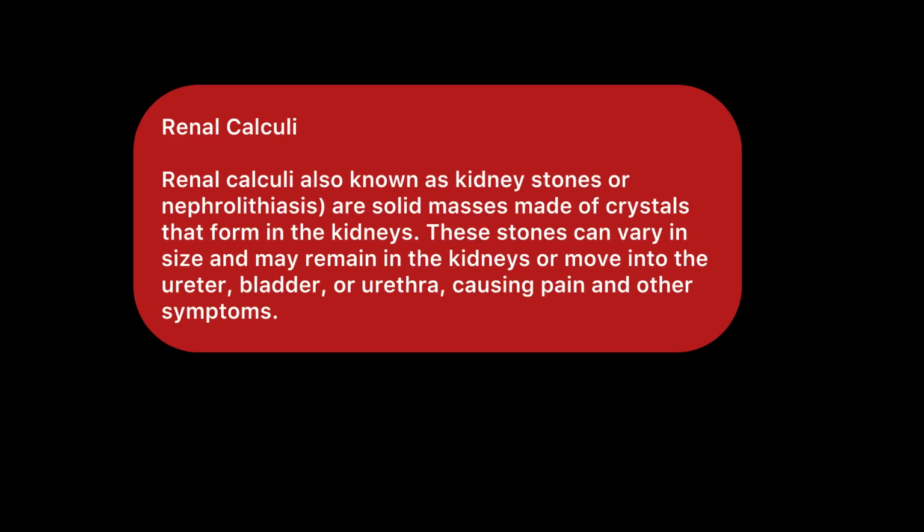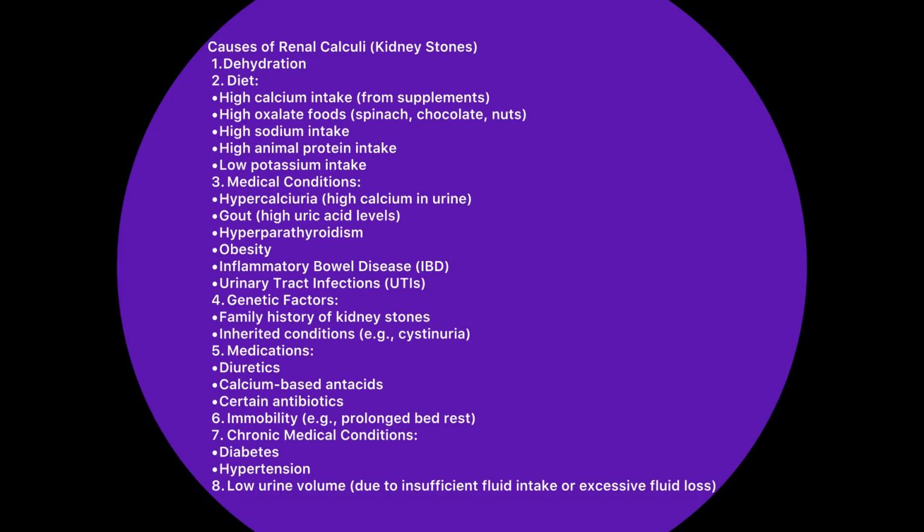Renal calculi, also known as kidney stones or nephrolithiasis. And stone formation in the kidney can be caused by dehydration, diets like high calcium, high oxalate, high sodium, high animal protein, low potassium, and medical conditions like hypercalciuria, gout, hyperparathyroidism, obesity, IBD, UTI, and genetic factors like family history, inherited conditions, medications like diuretics, calcium-based antacids, certain antibiotics, like recurrent use of those antibiotics, immobility, chronic medical conditions like diabetes, hypertension, low urine volume.